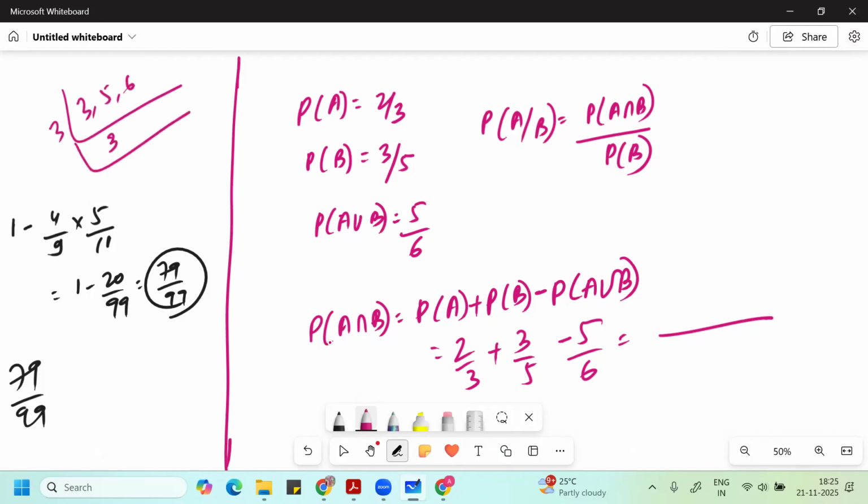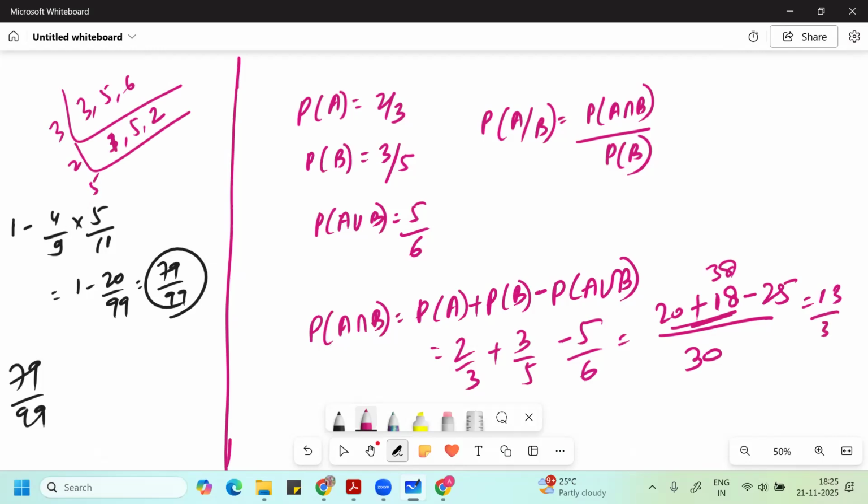It would go by 3, 1, 5, and 2. So it would go by 2 and then 5. The LCM would be 30. So 30 divided by 3 is 10, 20, plus 30 divided by 5 is 6, 6 is 18. And 30 divided by 6 is 5, 5 is 25. 38 minus 25.